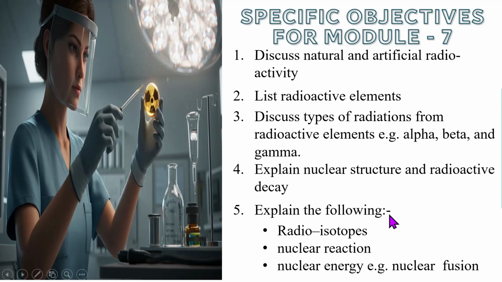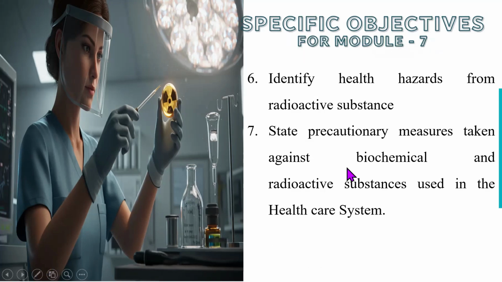5. We explain the following: radioisotopes, nuclear reaction, nuclear energy, for example, nuclear fusion and nuclear fission. 6. We identify health hazards from radioactive substances. 7. We state precautionary measures taken against biochemical and radioactive substances used in the healthcare system.